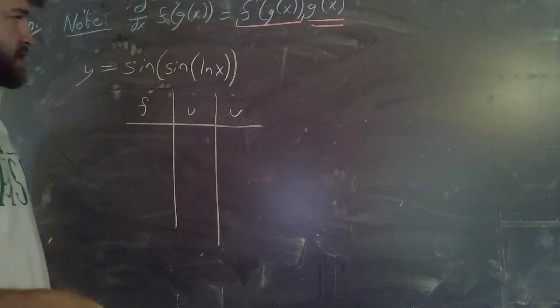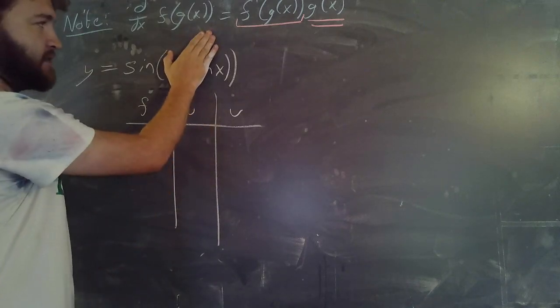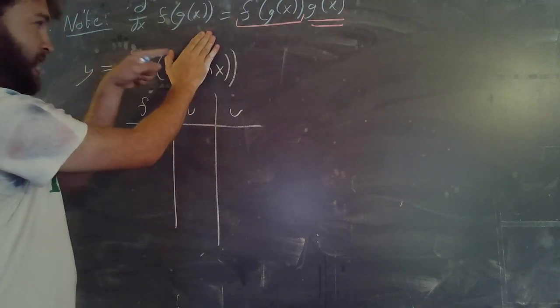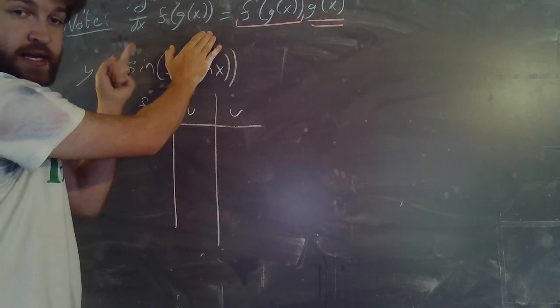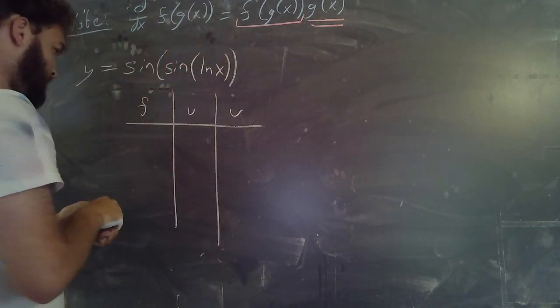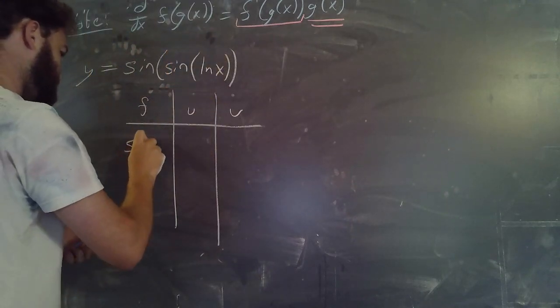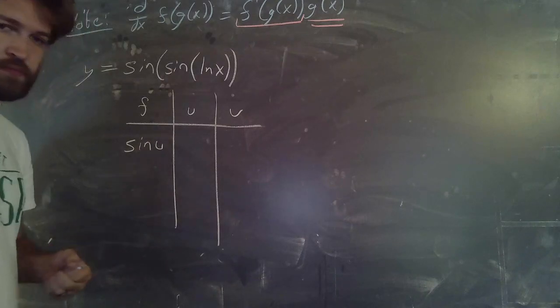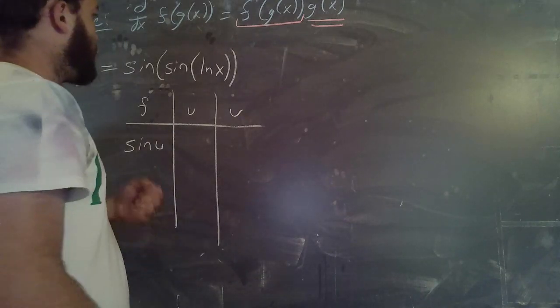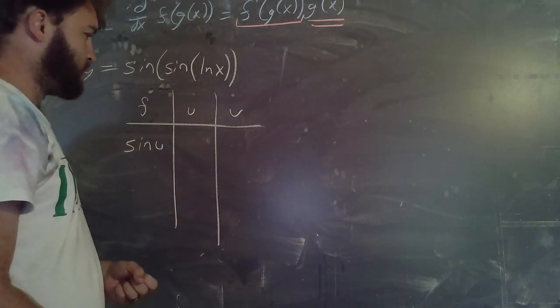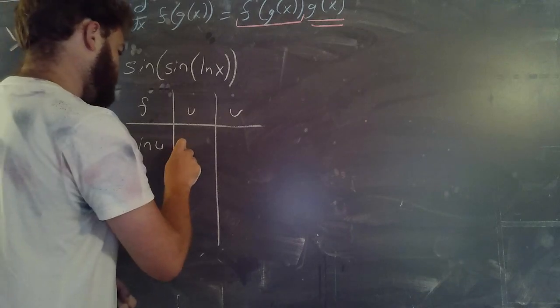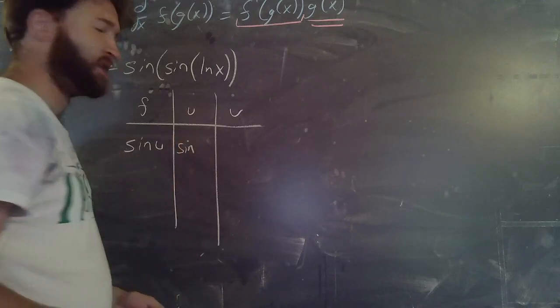What we would like to wish away here is this sine of ln of x. If this just said sine of something, well, the derivative's cosine. I know that. Okay, so I'm going to write down this is sine of u. Cool. So what is the part that we wished away there?